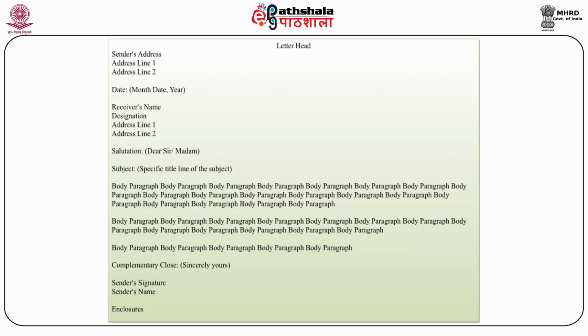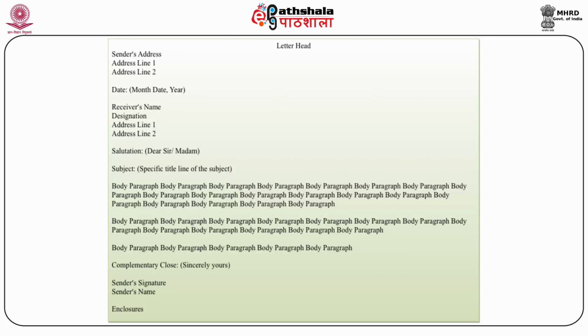Here is the sample. As we can see in the sample, at the top of the letter is the letterhead, where the name of the organization sending the letter is written along with the address. Then we have the sender's address, which is left aligned because it is a block style. Address line 1, address line 2 of the sender's address, followed by spacing, then the date.